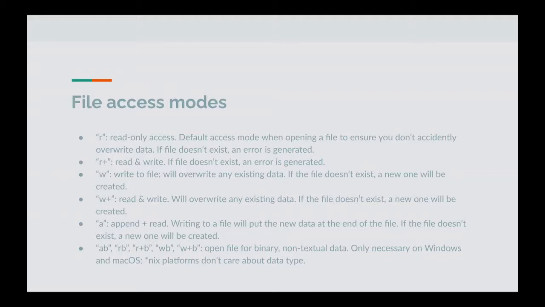And then basically if you add a B to any of those modes that we've already talked about, that means that you are going to open the file in binary mode, which means that the data that is stored in the file is expected to be non-textual. This is only necessary on Windows and Mac. Unix platforms don't care about your data type. However, unless you know you're exclusively going to be using this data on a Unix-like operating system, it's safest just to use binary mode just to make sure that you don't break anything.